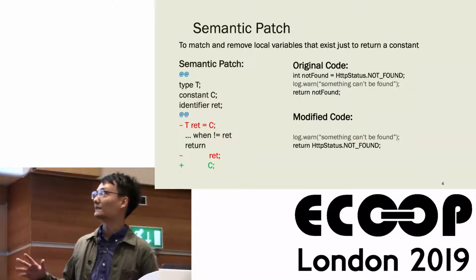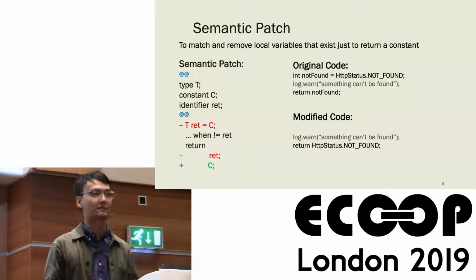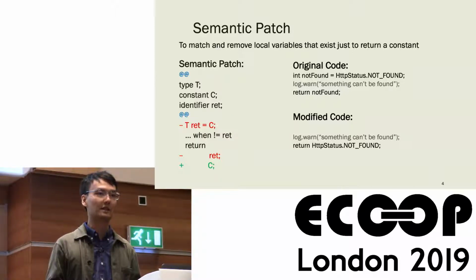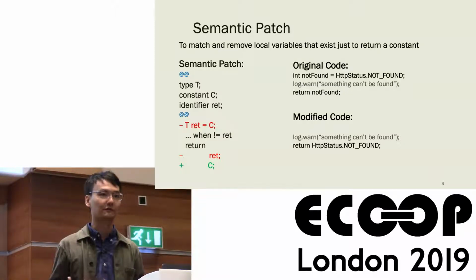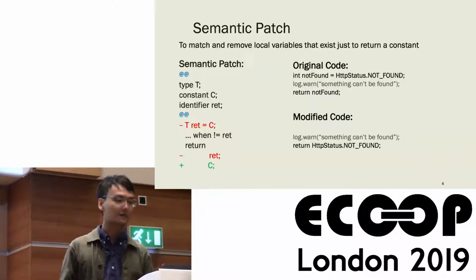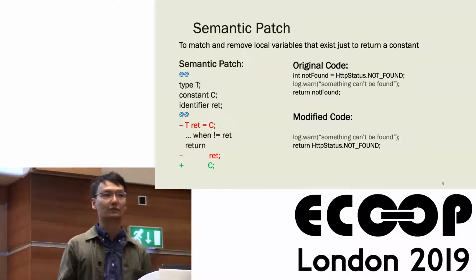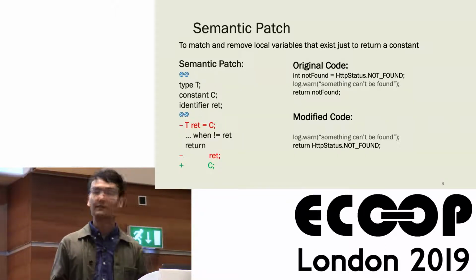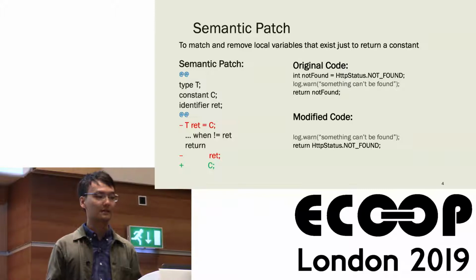On the left side of the slides, we have the semantic patch specified in SmPL. It looks very similar to how a patch looks when you produce it with diff, or when you look at git diff. So a semantic patch consists of two parts. In the first part, we describe metavariables. Here we declare three metavariables: a type T, a constant C, and an identifier ret.